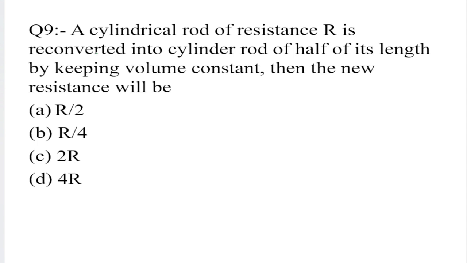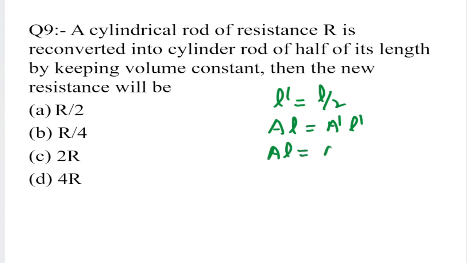Now question number 9. A cylindrical rod of resistance R is reconverted into cylindrical rod of length half of its length. L becomes half. By keeping volume constant, then resistance. If volume is constant, then area will also be changed. AL equal to A dash L dash. So AL equal to A dash, length becomes half, L cancel, area becomes twice of A.